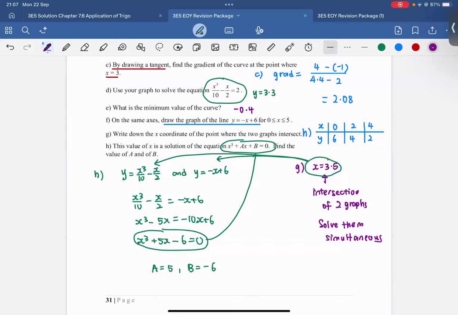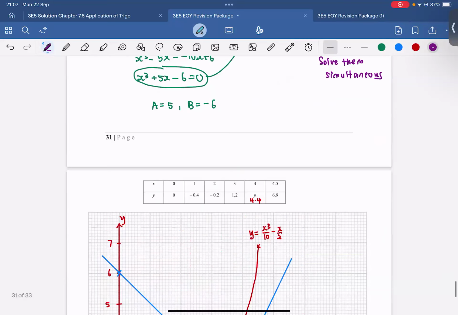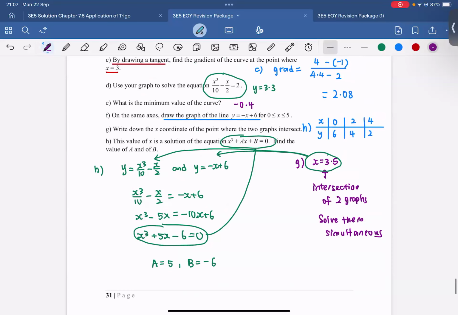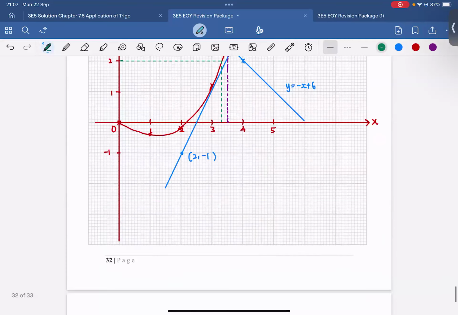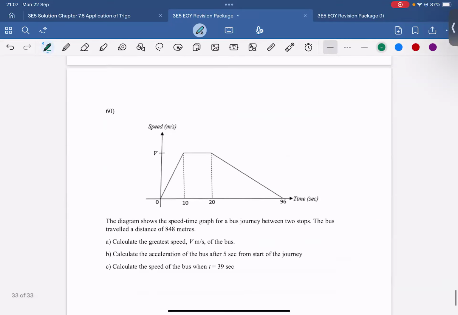Okay, can I move on? Wait, sir. What? For D, is it Y is 3.3? Oh, X, sorry. This is X. Yeah. Okay, let me move on. Still got one last one.